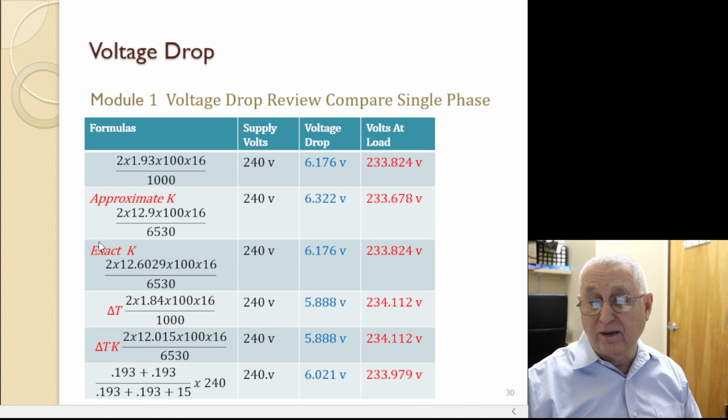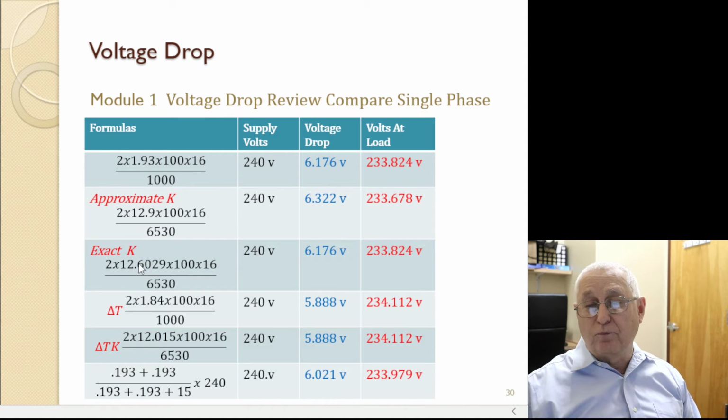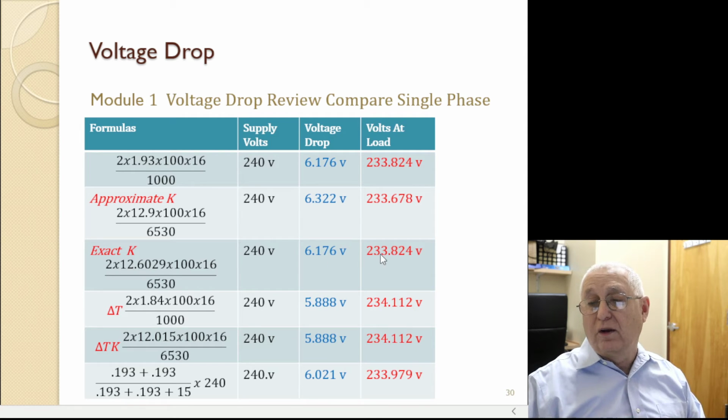But if we calculate the exact K and we use that exact K formula, 7.6029 is the exact K, times 100 times 16 times 2 over the circular mill area of 6530 for that number 12 wire, we will also get 6.176 volts, and we will have a voltage drop at the load of 233.824 volts, the same as we got in Formula 1.